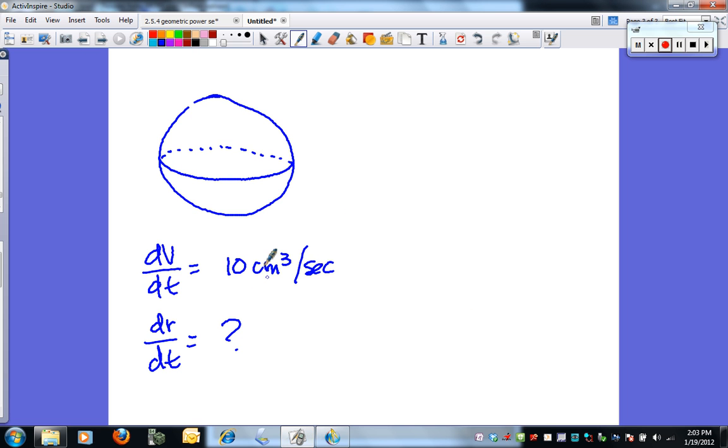So you should be thinking, okay, that means when d is 2 centimeters, but there is no d that we're dealing with. We have a dr/dt, but we know the diameter and the radius have a relationship. So when d is 2 centimeters, we know that r is 1 centimeter. Correct.